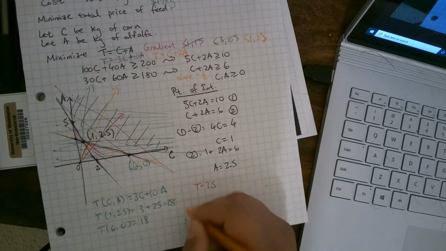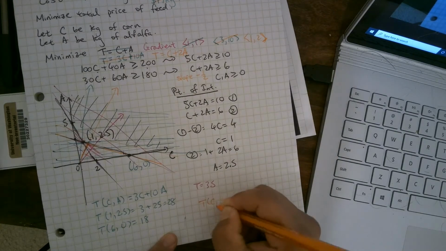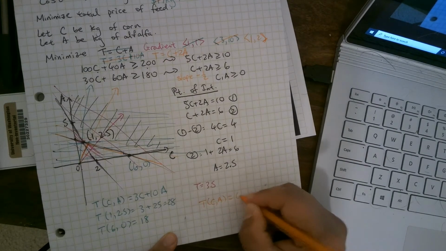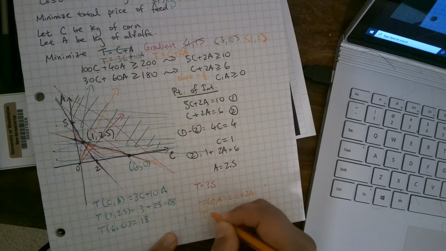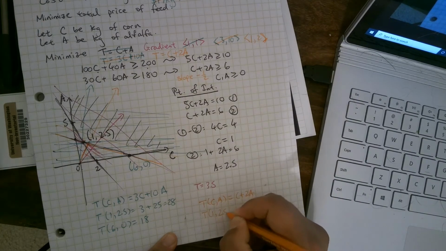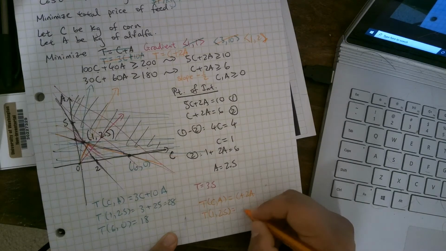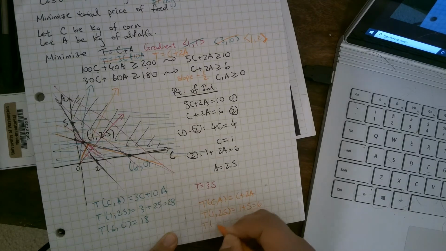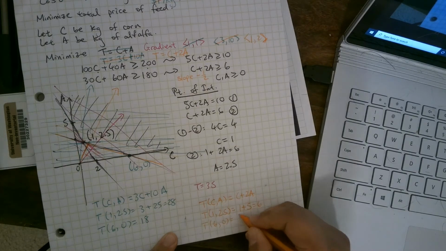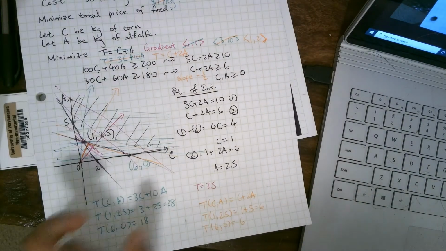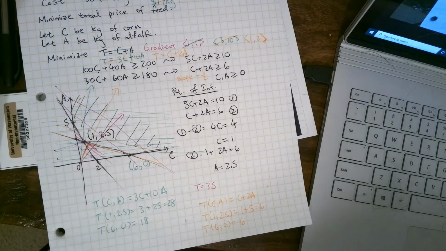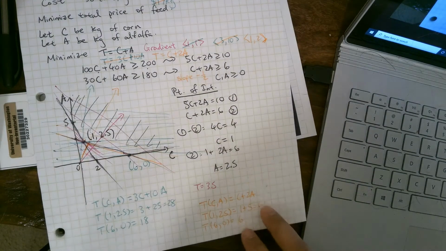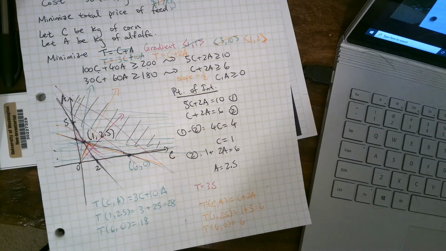So now we have T of c comma a is c plus 2a. T of 1 comma 2.5. Let's check that. 1 plus 2.5 times 2 is 5, is 6. And T of 6, 0 is, of course, 6 plus 0 is 6. So those both work, and actually anything in between will also give that same minimum value of 6. So that was pretty exciting.